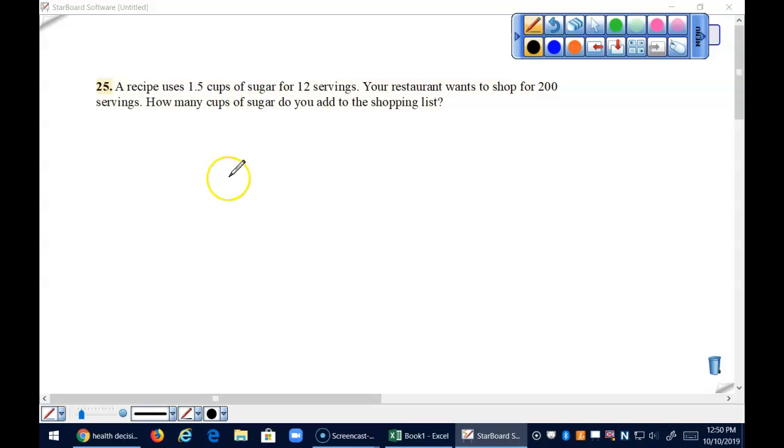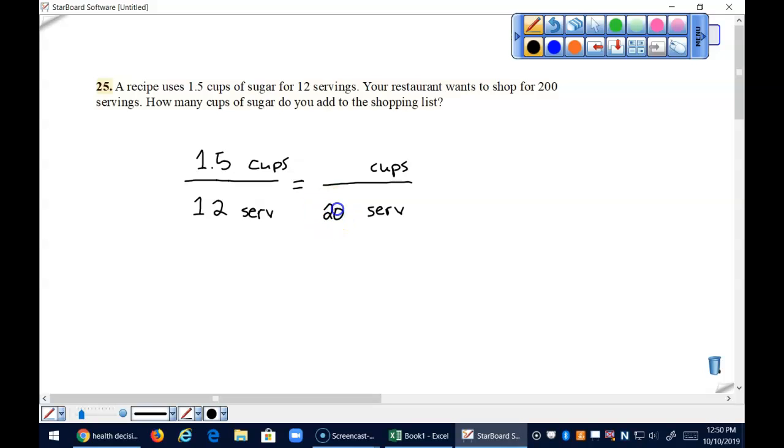So I'm going to draw the skeleton of my proportion. I'm going to put one situation on one side. I could say 1.5 cups and 12 servings, or I could flip this. It doesn't matter which one is top and which one is bottom. But once I've written it on one side, I know it has to be the same on the other side. Right? Don't cross beams. So what's my other situation? 200 servings, and I have no idea how many cups. That would be my letter. Okay, now I'll pause for the question.